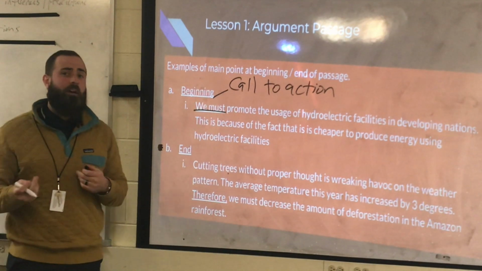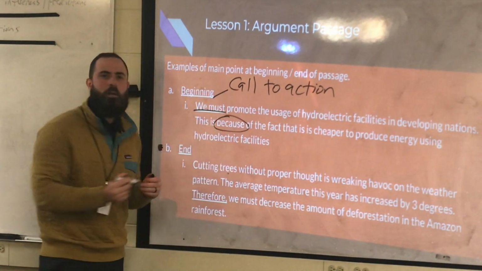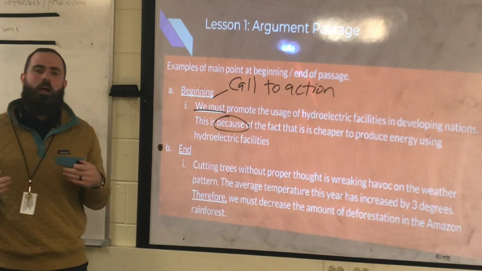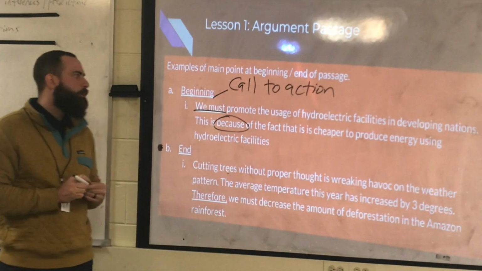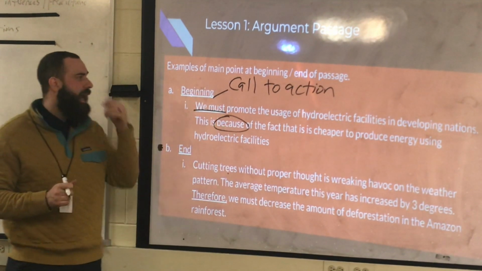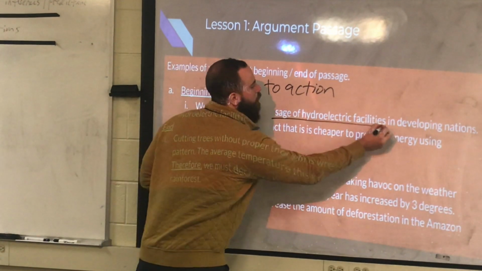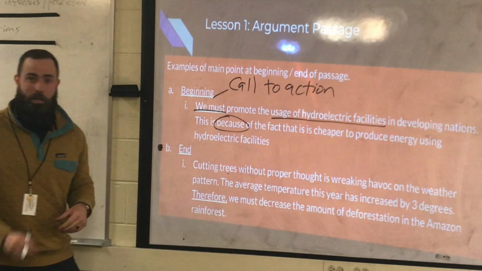Another thing that would tip me off in that is in that second sentence, I see the word because, right? We're going to use that word because to explain our reasoning. So in our first sentence, they make their argument. What is their call to action? Their call to action is the usage of hydroelectric facilities in developing nations.